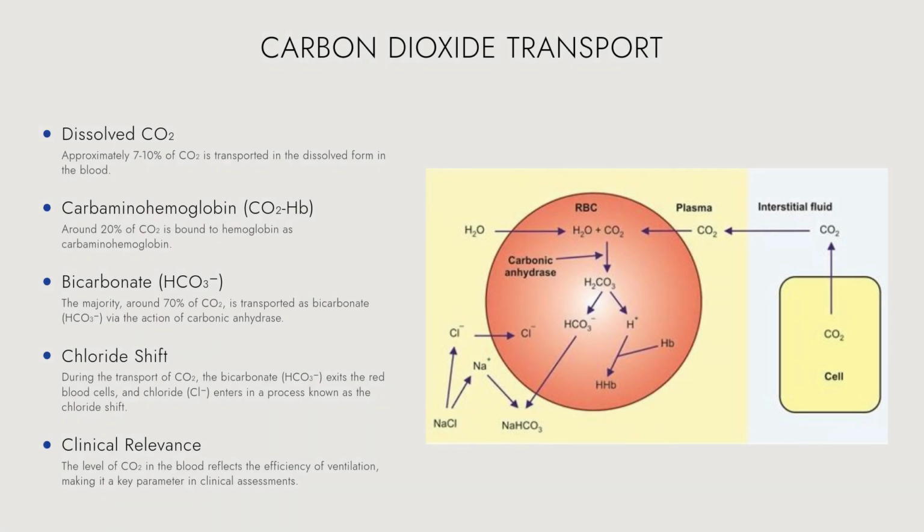Carbon dioxide transport. CO2 is transported in three ways: dissolved, which is minimal, bound to hemoglobin as carbaminohemoglobin, and mostly as bicarbonate. In red blood cells, carbonic anhydrase converts CO2 plus H2O to H2CO3, which dissociates into H+ and HCO3-. HCO3- exits via the chloride shift, balanced by Cl- entry.